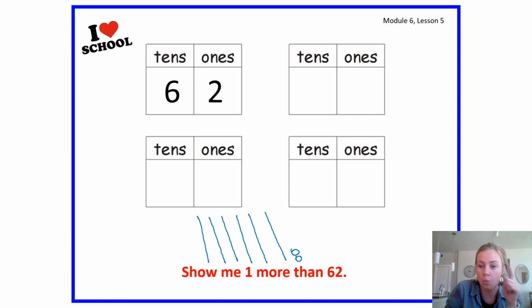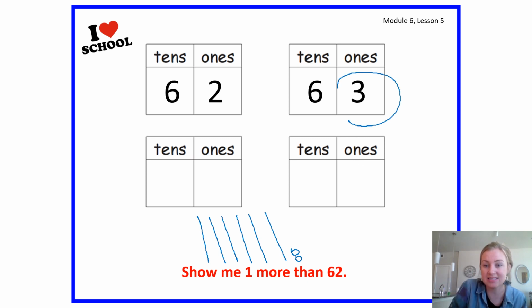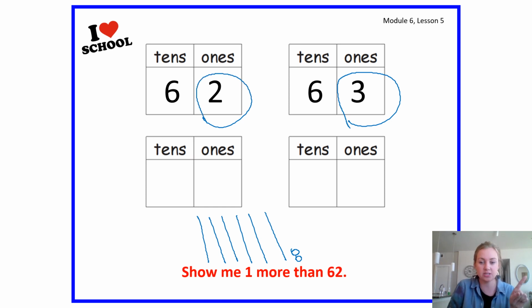Now I want to add 1 more than 62. If I add 1 more than 62, I can just count on 1 time from 62. Get 62 going and count on 1 time. 62, 63. The only number that changed was my 1's digit. I added 1 to the 1's place to make 62 into 63.